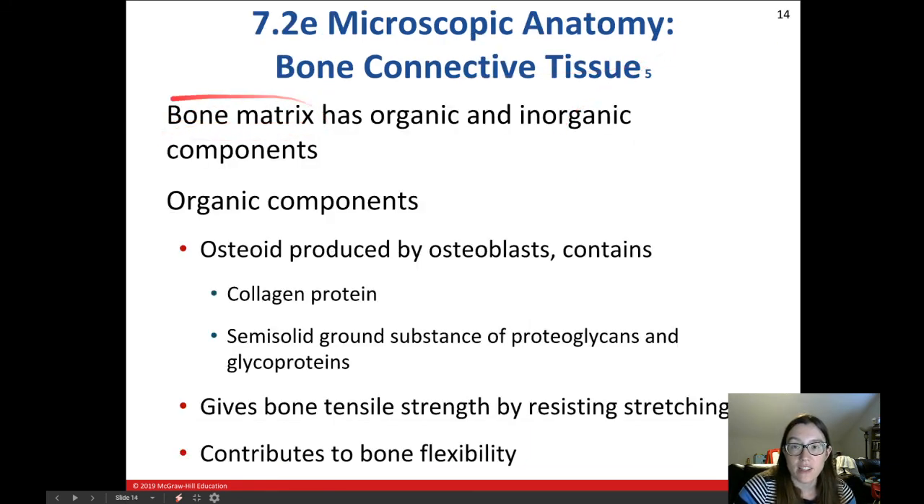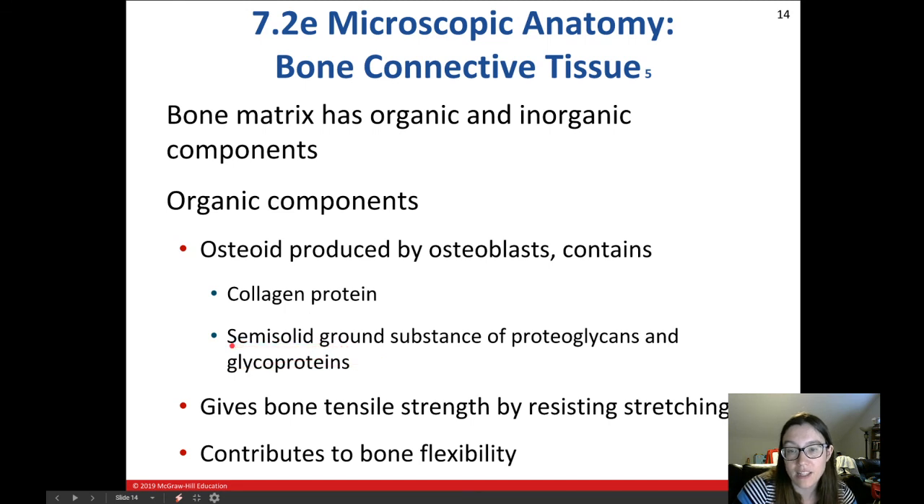So bone matrix, that the osteoblast is building, has both organic and inorganic components. Remember, organic components means that they have both carbon and hydrogen in them and are organic molecules, going to be things like proteins. And so the organic components are going to be secreted. It's called osteoid, and this is produced by the osteoblast. And they contain mostly collagen protein. So remember how that collagen, in each successive layer of the lamellae, is going to be oriented in a different direction to make sure that bone is strong in all directions.